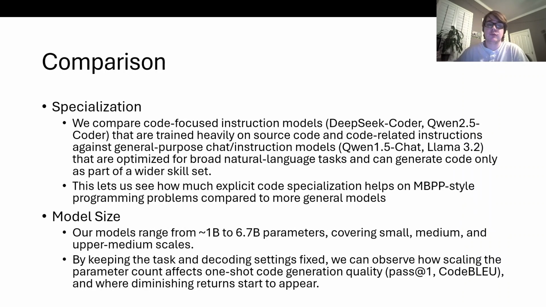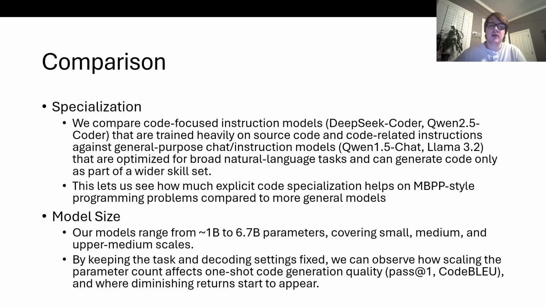So for our comparison, we'll be making two main evaluations. We will be comparing the code-focused models such as DeepSeek Coder and Qwen Coder that are heavily trained on source code and code-related instructions against more general-purpose chat-style models such as Qwen 1.5 and Llama 3.2. They're optimized for more broad natural language tasks, but can still generate code. This lets us see how much explicit code generation helps on the MBPP-style programming problems compared to more general models.